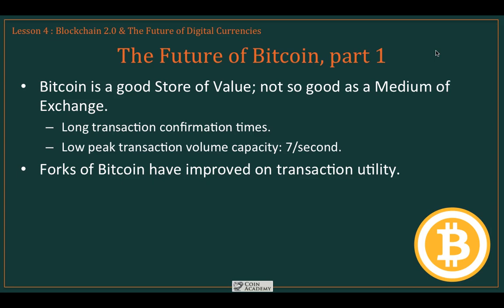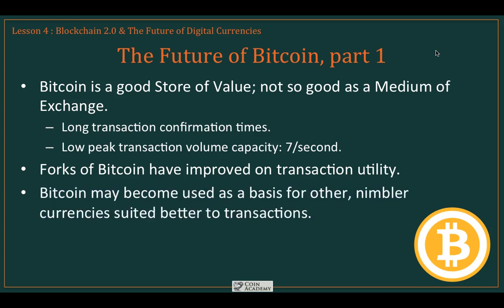Now, there have been forks of Bitcoin that have been specifically designed to improve on the transaction utility of Bitcoin. Litecoin is one clear example of this. They do offer improved transaction speeds, and it has seen good adoption as a result of this. But Bitcoin may become used as the basis for other currencies that are more nimble and are better suited to transactions. For example, sidechains hold promise.